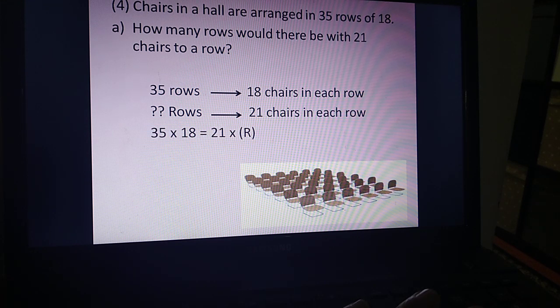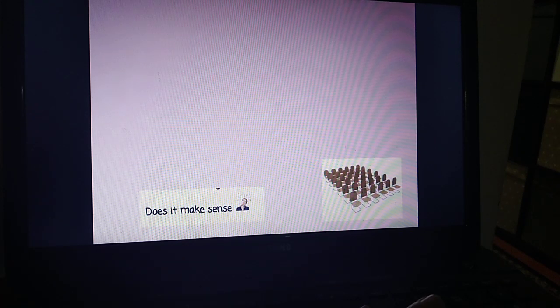So 35 multiplied by 18 gives us 21 multiplied by R اللي هي عدد الصفوف, number of rows. When you multiply 35 by 18 you get 630 which is equal to 21R. So by dividing by 21 R is 30 rows. Does it make sense?